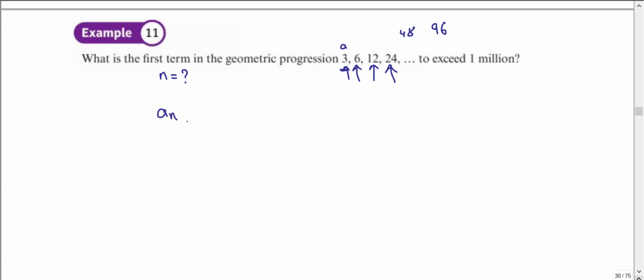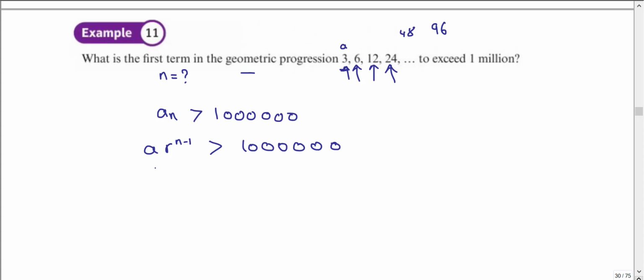We do it this way. We say a_n greater than 1 million. So 6 zeros. a_n, we know the rule, which is ar^(n-1). Remember, this is geometric, so we use the rule for geometric. It's more than 1 million.